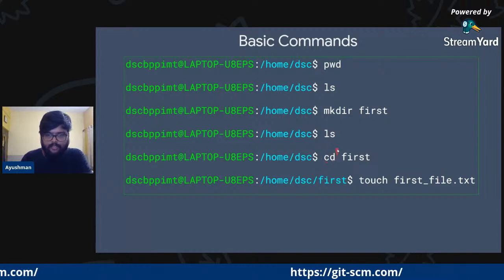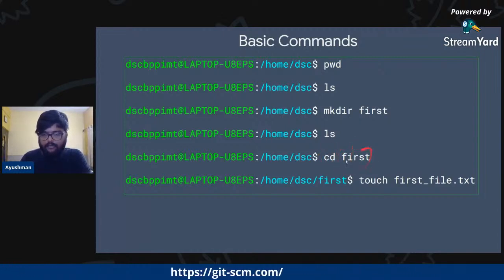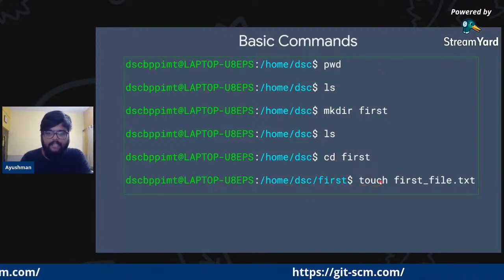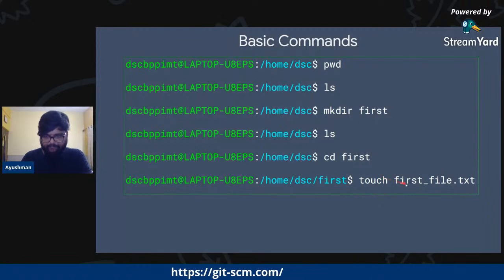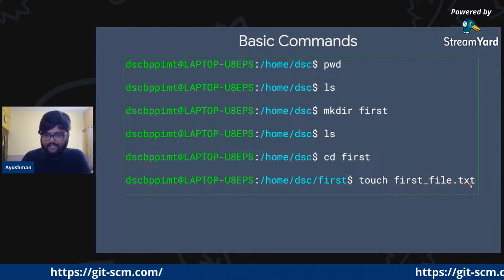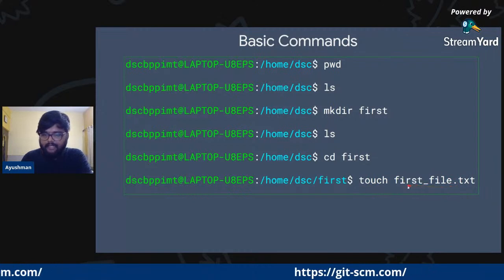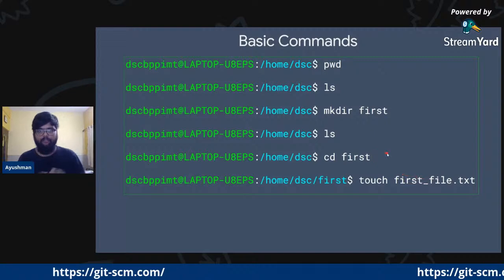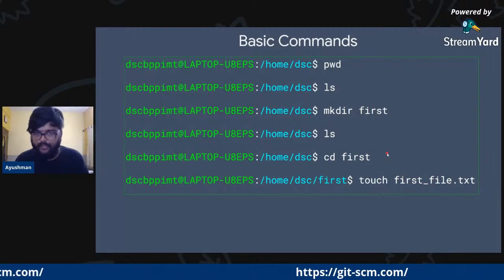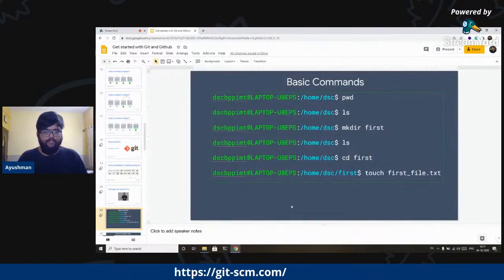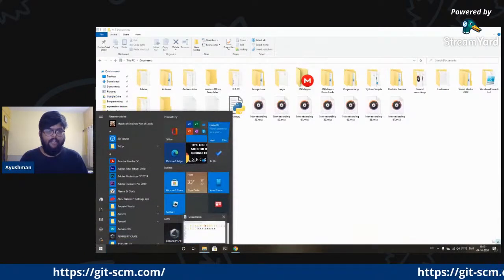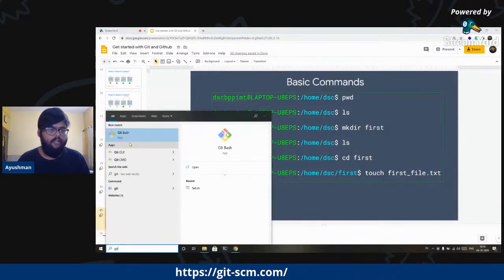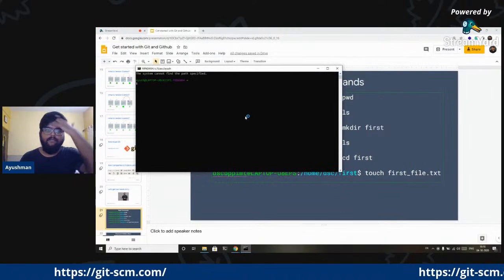Okay. So I'll cd into my first folder, and you can see that my directory changes. Then I can use the command touch, space, and the file name with the extension. This will create a file named firstfile.txt. So I'm showing you a hands-on demo of how this works. Let me open my Git bash. Okay. So I'll write Git and open Git bash.